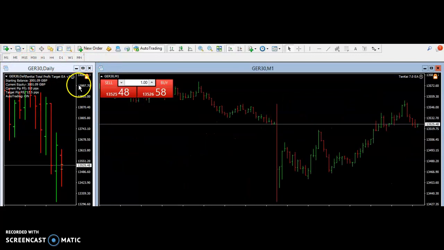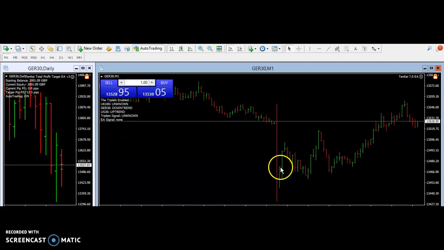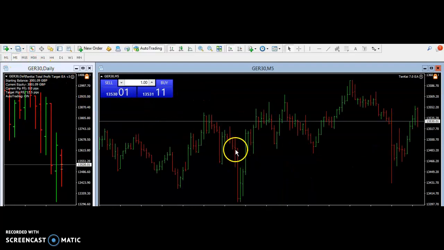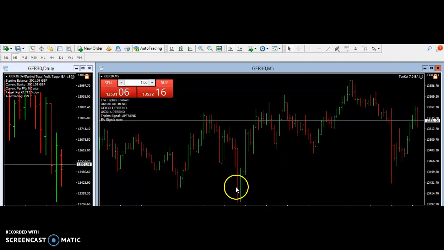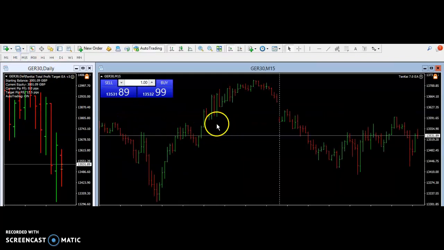Back over here. Each one of these bars on 1 minute chart equals 1 minute. 60 seconds has passed and it changes. 60 seconds, 1 minute, 1 minute, 1 minute. Change it to 5 minute. 5 minutes have passed. 5 minutes, 5 minutes, 5 minutes. You get it, right? This one here is 15 minutes. It's a longer time frame.